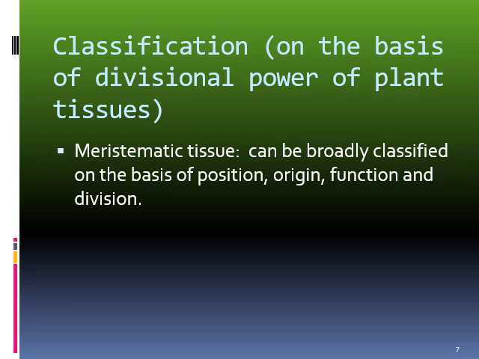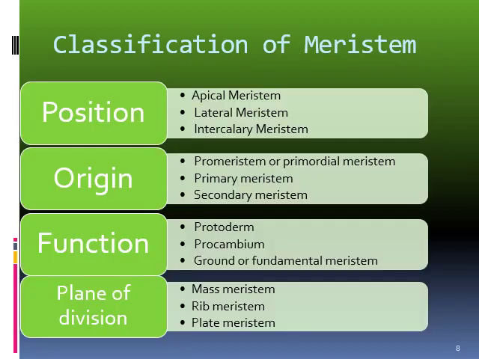These criteria consist of the position of meristem, origin of meristem, on the base of function of meristem, and the division of plane of meristem. So the classification of meristem is based on different criteria as we given below. We classify the meristem on the basis of position, then origin, function, and the plane of division.